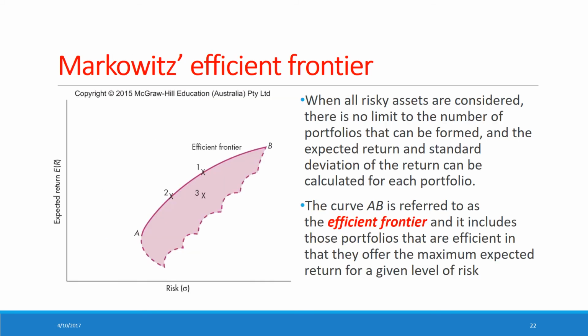So building on the concept of diversification, if we consider all the risky assets in the economy, there will be no limit to the number of portfolios that we can form, right? And the expected returns and standard deviation of the different portfolios can be calculated, right? So if we were to compute the expected returns and standard deviation for all the possible portfolios in the economy, we would then be able to construct a region like this, right?